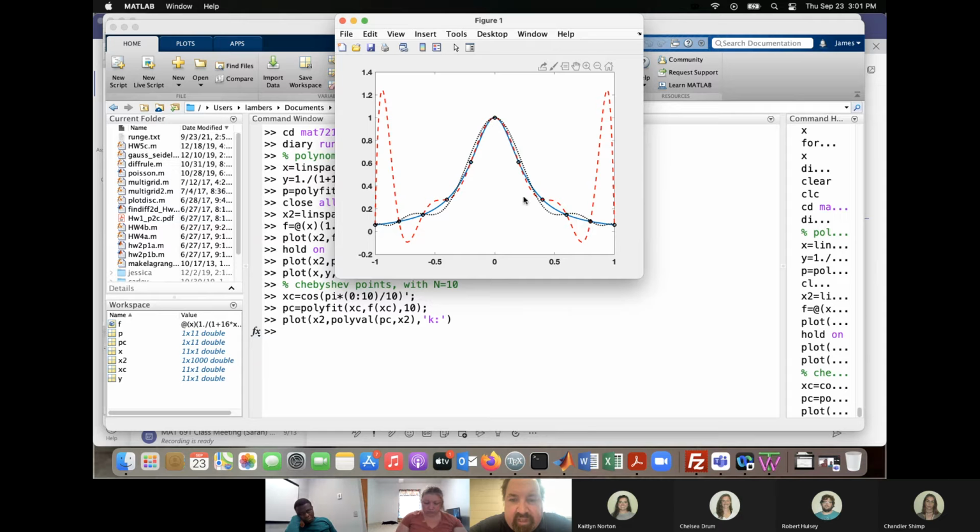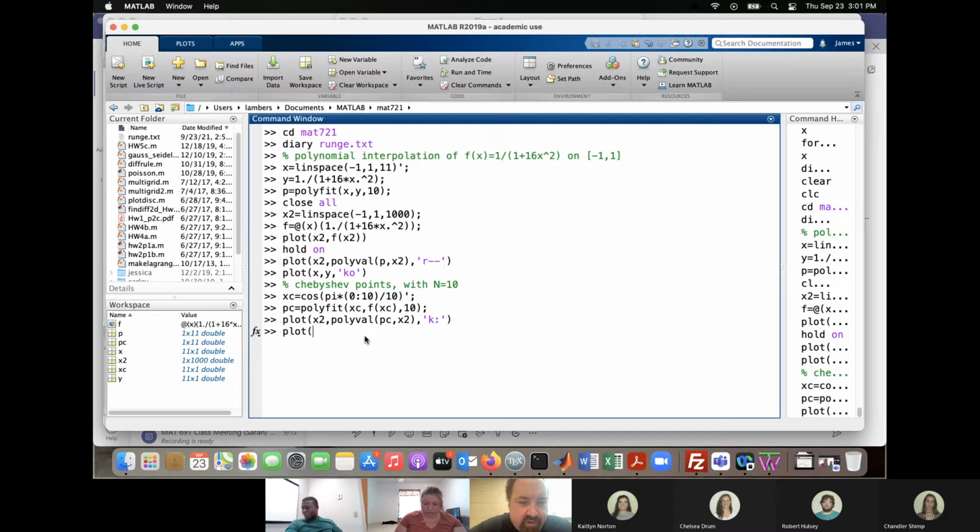And there's still error, of course, but it agrees much more closely than with the red one that's based on equally spaced points. And I can try to show you the points. I'll use green pluses. Hopefully it'll show up.